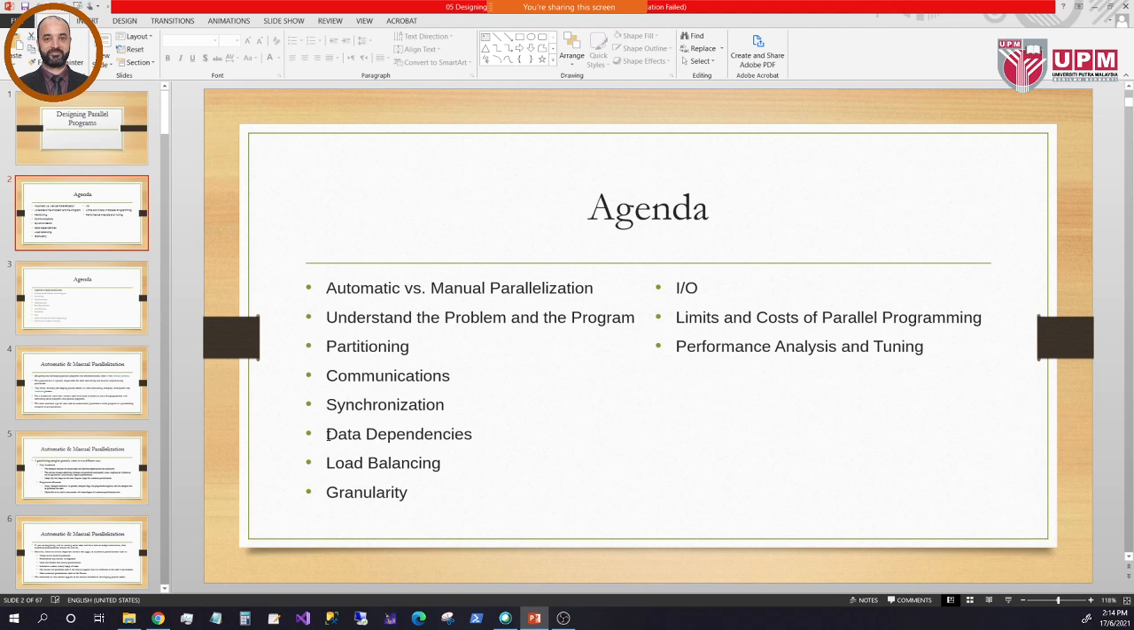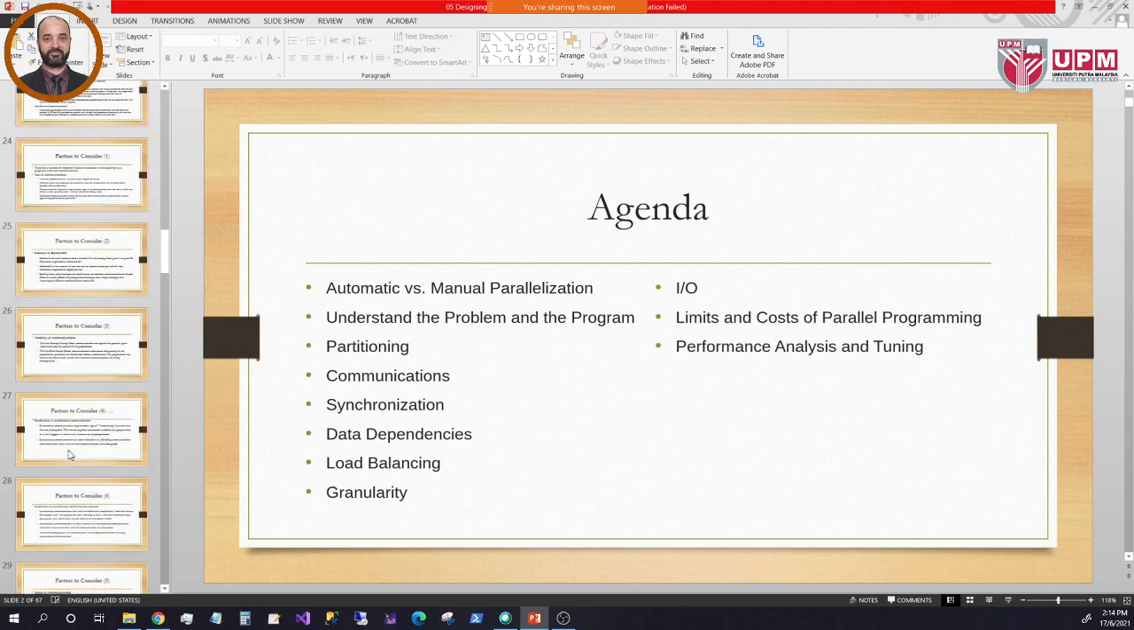Data dependencies show you when the program depends on the data, or when the functions are dependent on the data. And after that, we covered the load balancing to efficiently utilize the resources of our machine. Today, inshallah, we are going to cover the granularity, I/O, limits and costs of parallel programming, and finally the performance analysis and tuning. Okay, let us go directly to the granularity.